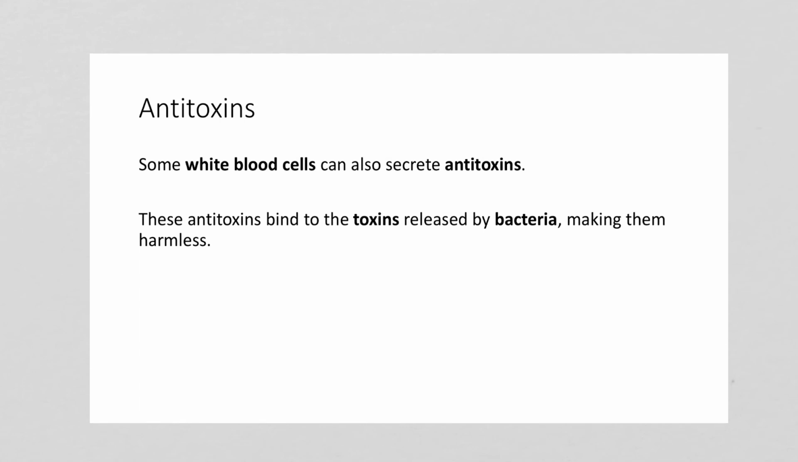The last one is antitoxins. White blood cells can secrete antitoxins. We need to remember back in lesson 1 that bacteria can release toxins, which are the things that make us ill. The toxins are toxic to our cells and tissues. And what happens is the antitoxins that are being released by the white blood cells attach to these toxins and essentially make them harmless. So they're not toxic to us anymore, so it will help to stop the disease from progressing.